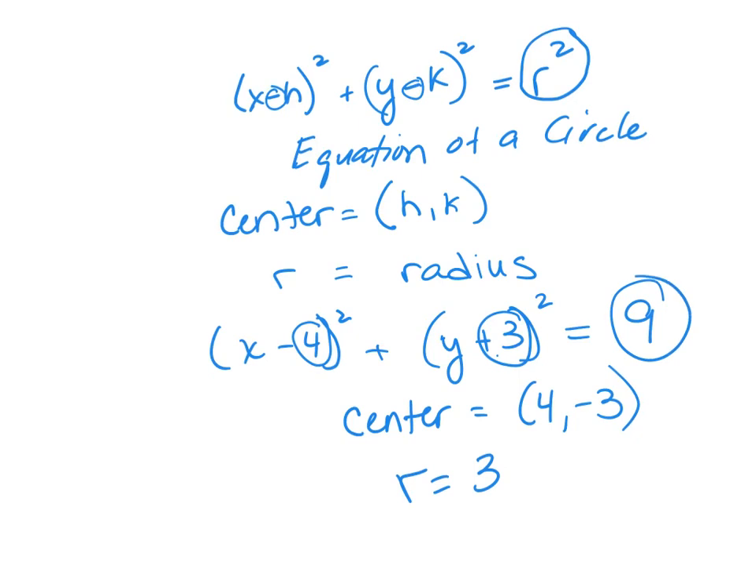Now, if 9 is not a perfect square, then just put square root of 5 or square root of 10 or whatever number is there, okay? Because you don't know what it is.